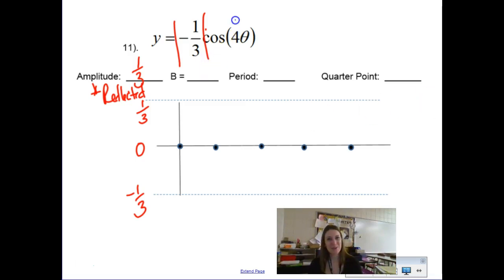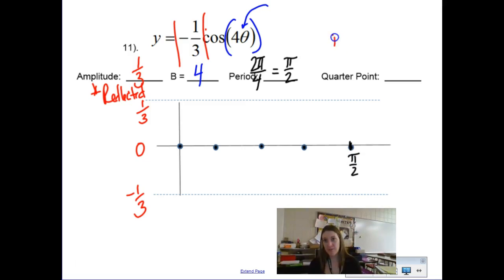So b is the number inside your cosine function, so that is b, 4. So then we're going to find the period by taking 2 pi and dividing by b. So 2 pi over 4 is going to reduce to 1/2 pi. So that means this last mark here is going to be half pi. So now I got to quarter that. This is kind of tricky, right?